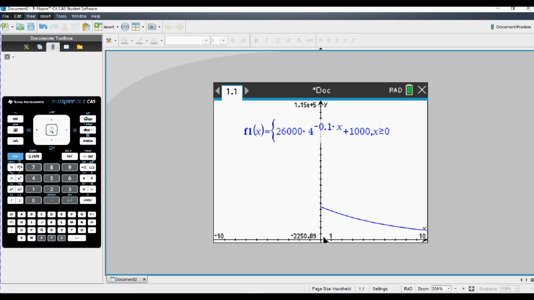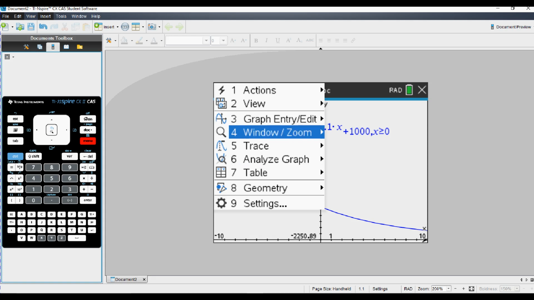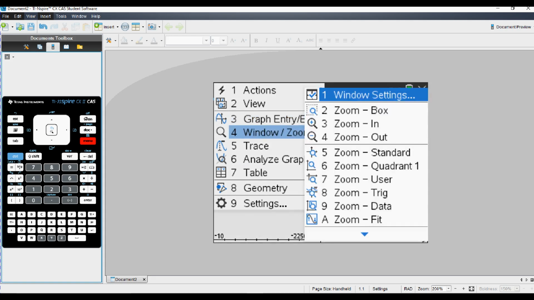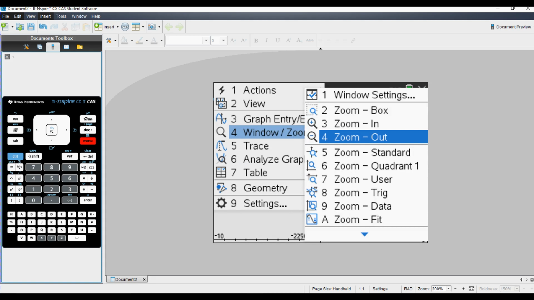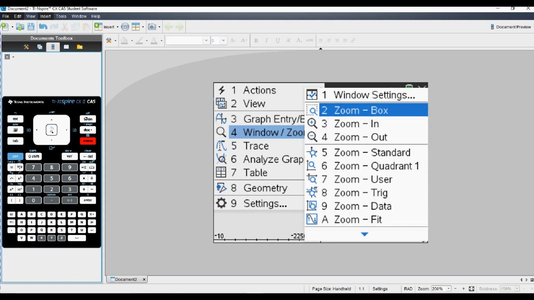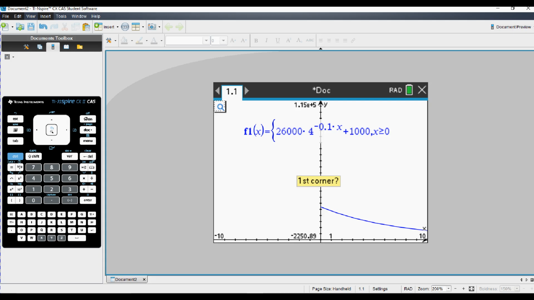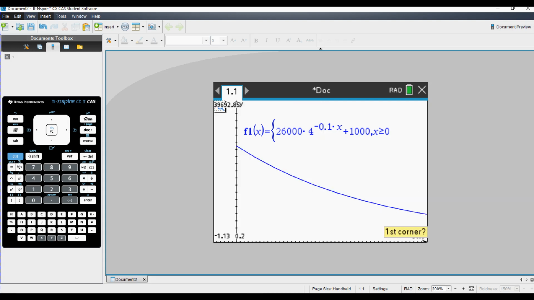Right now it looks a bit better, but we still want to zoom onto the graph. So let's see if we could do it. I use another zoom, the zoom box. First corner and second corner. Now that looks good. It looks much better, but you still see the x value is only up to 9.